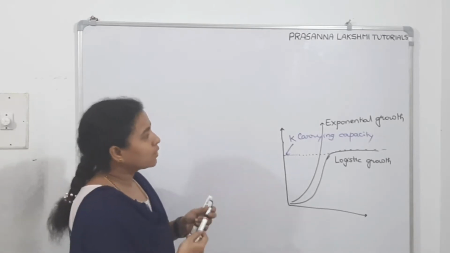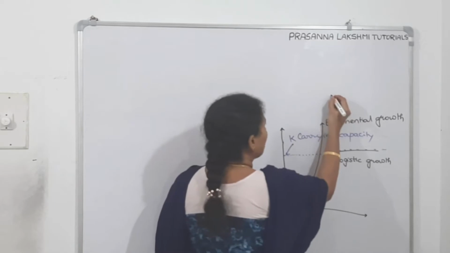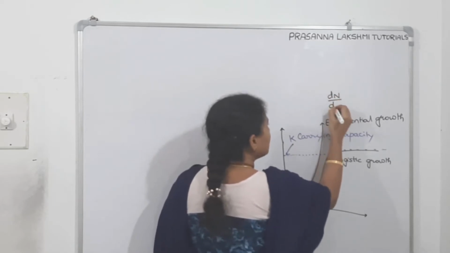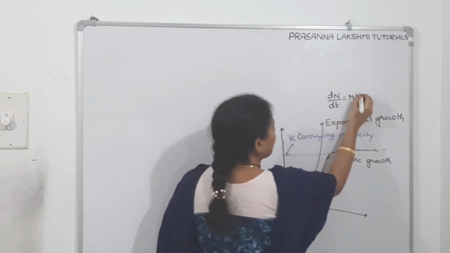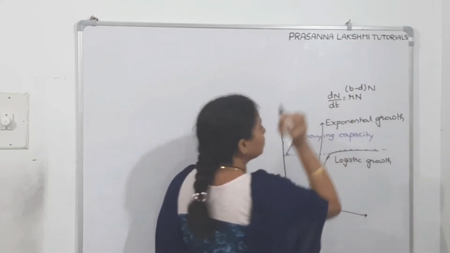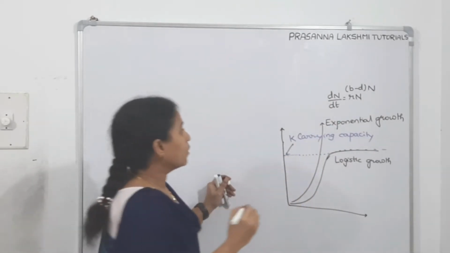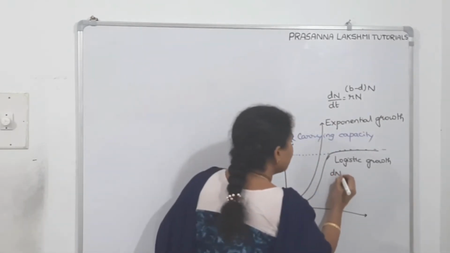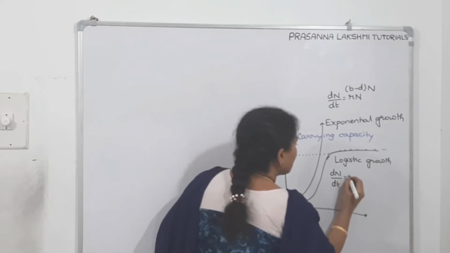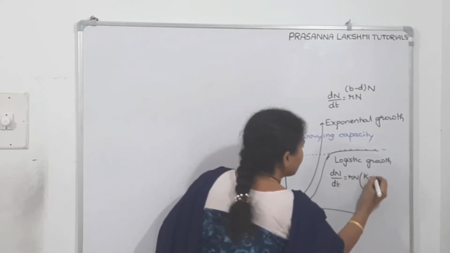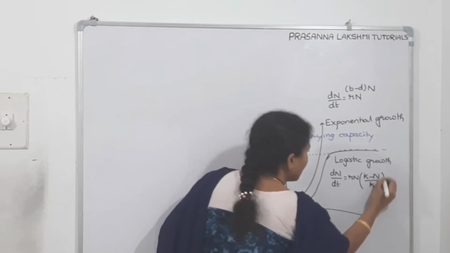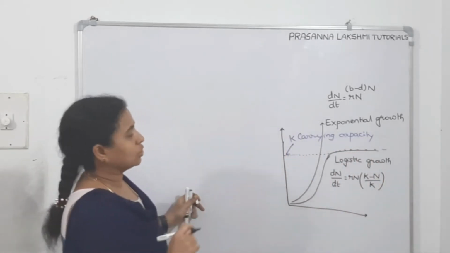For exponential, what is the formula? For exponential growth, the formula goes like dN by dt is equal to rN. And what is r? It is b, birth rate, minus d, death rate, into the population, right? So this is the formula for exponential. For logistic, what's the formula? It is dN by dt is equal to rN. We need to add the carrying capacity, (K minus N) by K. So this is the formula for the logistic growth model.